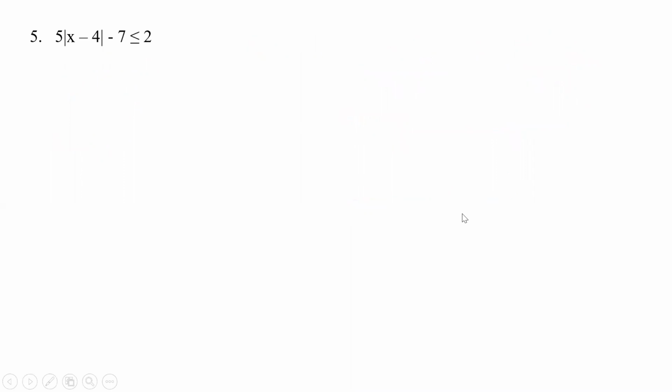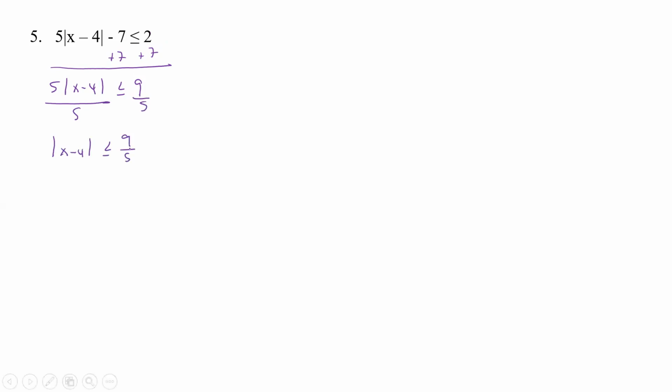All right, what about this one? Well, this one, I see I have less than or equal to, so I'm going to probably use method 2. And when I do that, I have to go ahead and solve for the absolute value on the left side. So I'm going to add 7. And so 5 times the absolute value of x minus 4 is less than or equal to 9. And then divide by 5. So the absolute value of x minus 4 is less than or equal to 9/5.